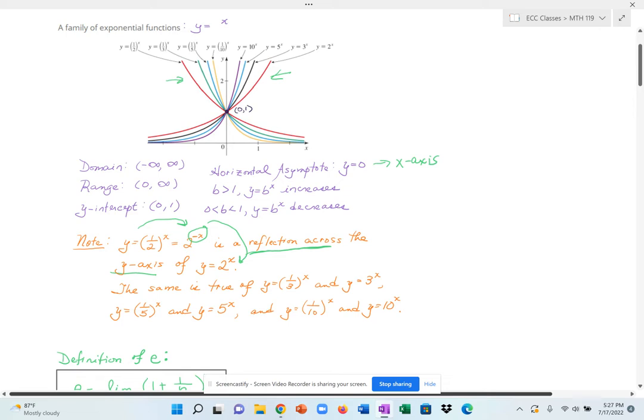And the same thing occurs with 1/3 to the x. It's a reflection of 3 to the x. 1/5 to the x is a reflection of 5 to the x. And 1/10 to the x is a reflection of 10 to the x.